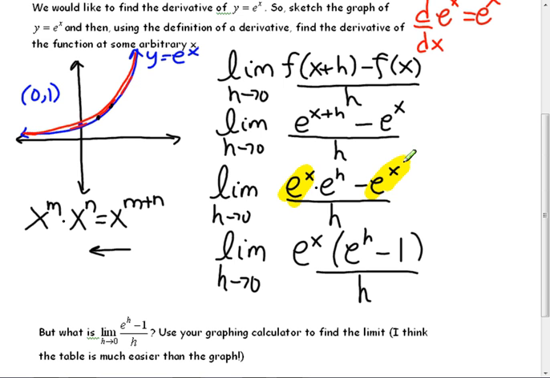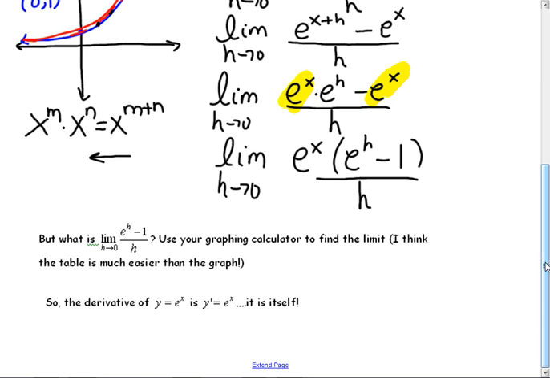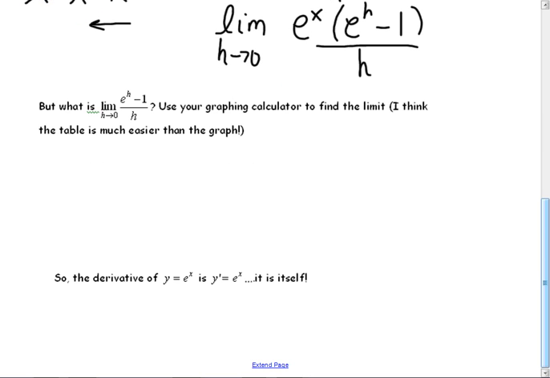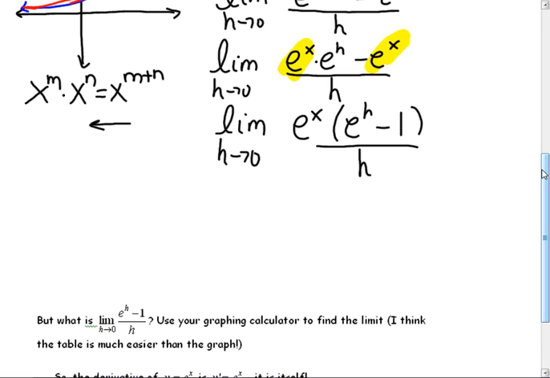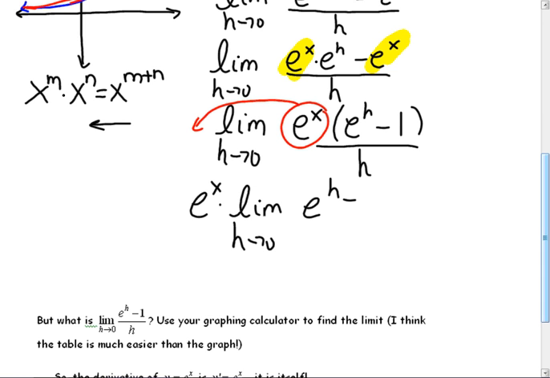Now, this limit only works on h. Does it affect e to the x? No, you can actually pull that out. I'm going to pull this right out in front. Then we're going to use our graphing calculator to look at this limit. So it's e to the x times the limit as h goes to 0 of e to the h minus 1 over h.